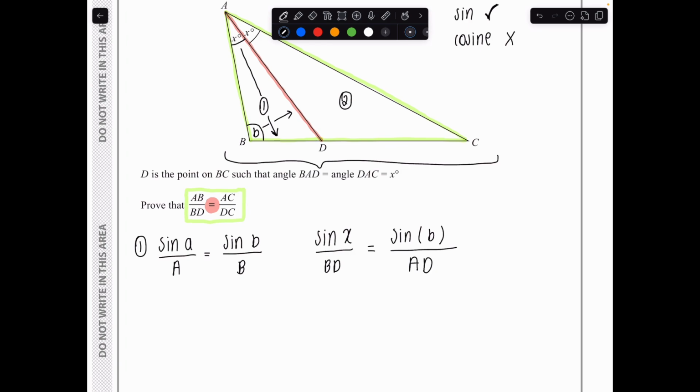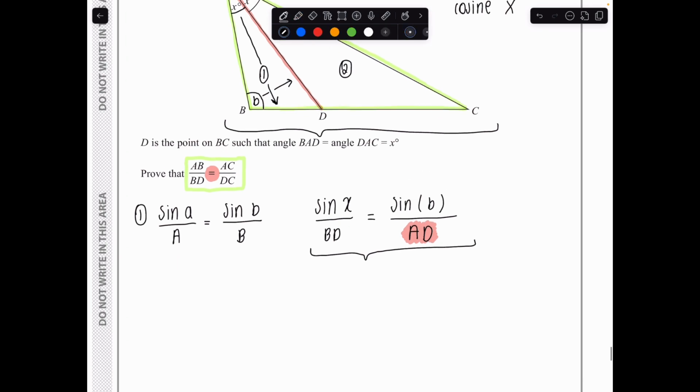So in this case, we've got some sort of relationship going on between the side BD, AD, the angle x, and the angle B. But what we want to do now is do exactly the same thing for our second triangle and try to get some sort of expression for AD again, so we can make them equal to each other. So let's have a look at triangle 2 now.